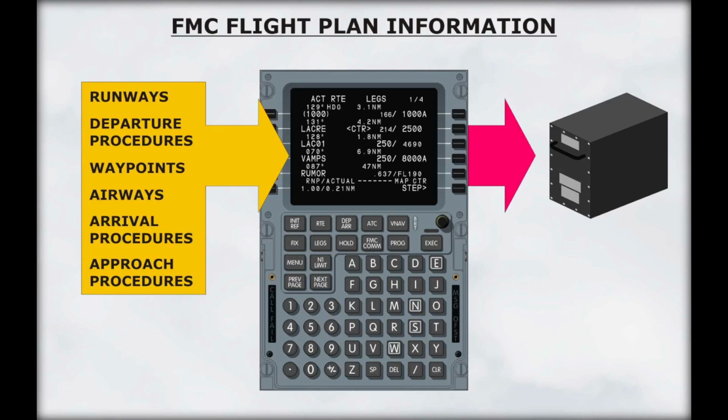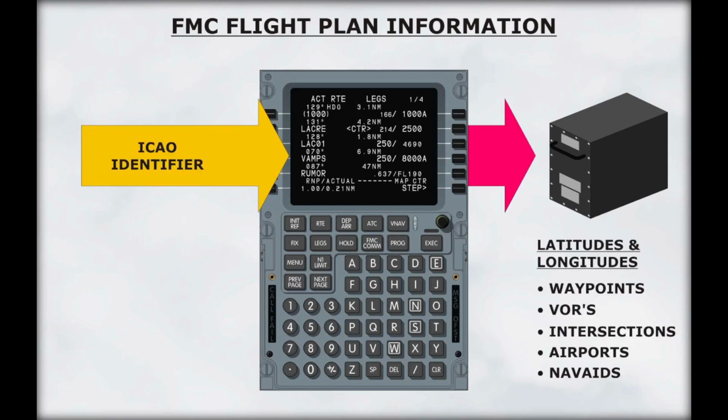The information that is entered includes runways, departure procedures, waypoints, airways, arrival and approach procedures. The navigation database contains the latitude and longitude for each waypoint, VOR, intersection, airport, and NavAid. The crew enters flight plan information using the associated ICAO identifier. The FMC cross-references the entry to obtain the associated coordinates.